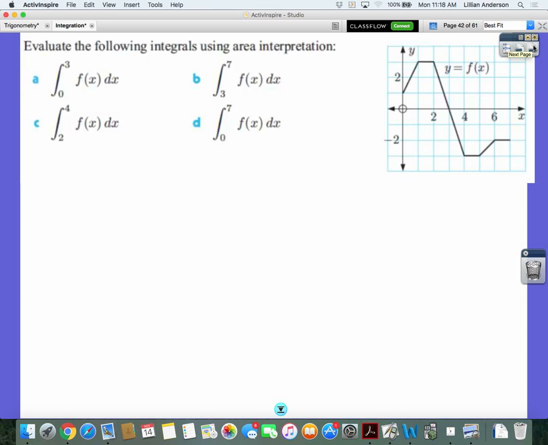Okay, here we go. We'll start with the ones that are more general. It says evaluate the following integrals using area interpretations. A lot of times it won't even say using area interpretations, but you'll have to recognize that we are looking at different shapes here. So the first one, we're looking from 0 to 3 of this function, from here to here, and we're looking at the area underneath the curve. So we're looking at this piece right here.